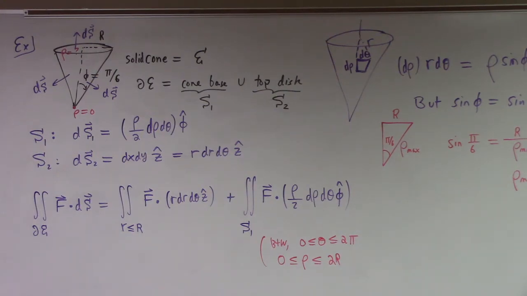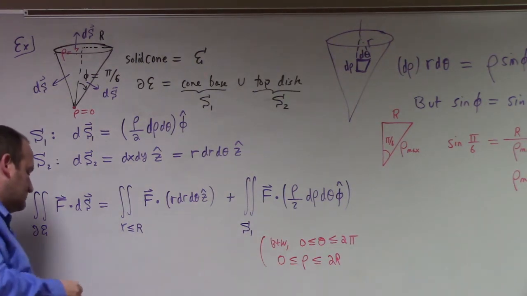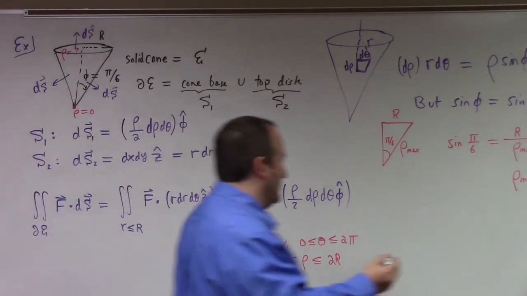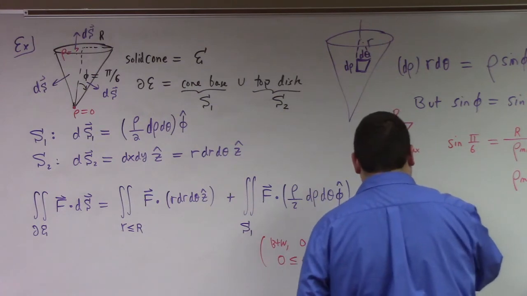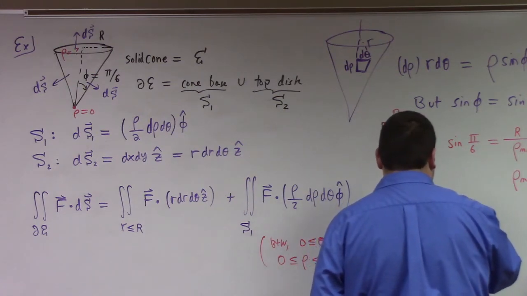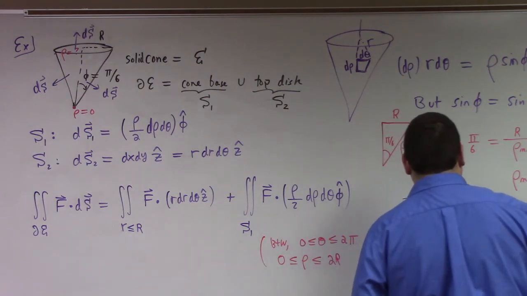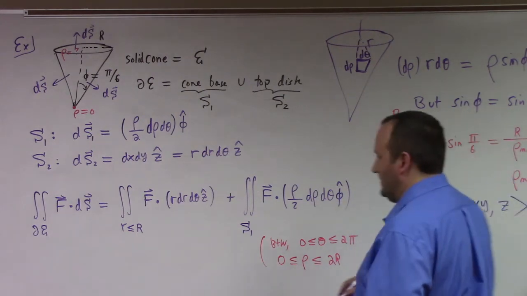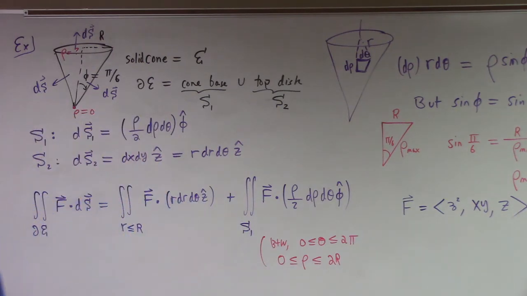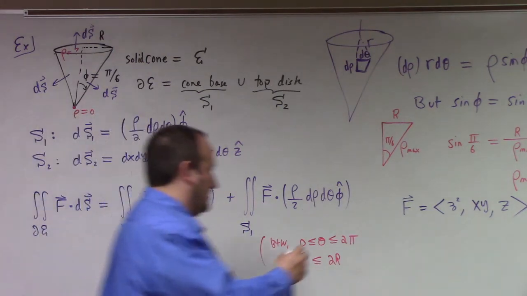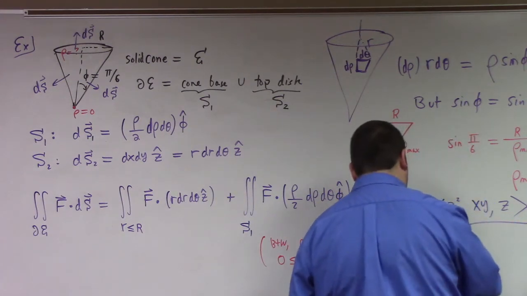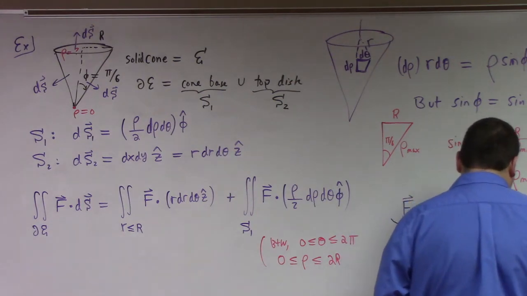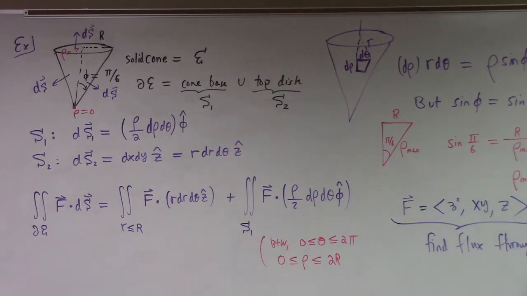All right, now let's actually calculate the flux of, let's say, the vector field, I don't know what you guys want. F equal to, let's say, z squared, xy, z. Calculate the flux of that vector field through the boundary of the solid cone. So let's go for it.